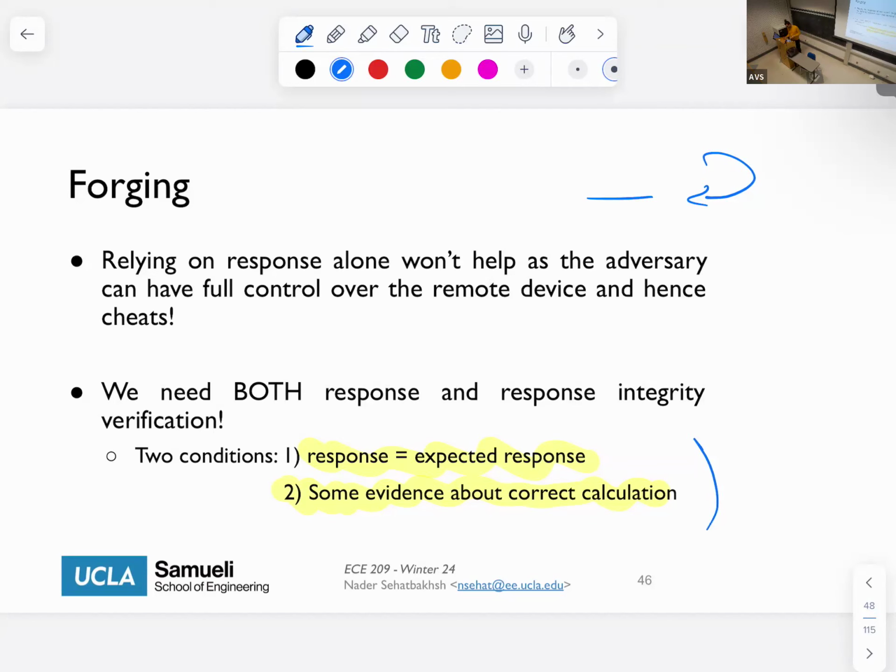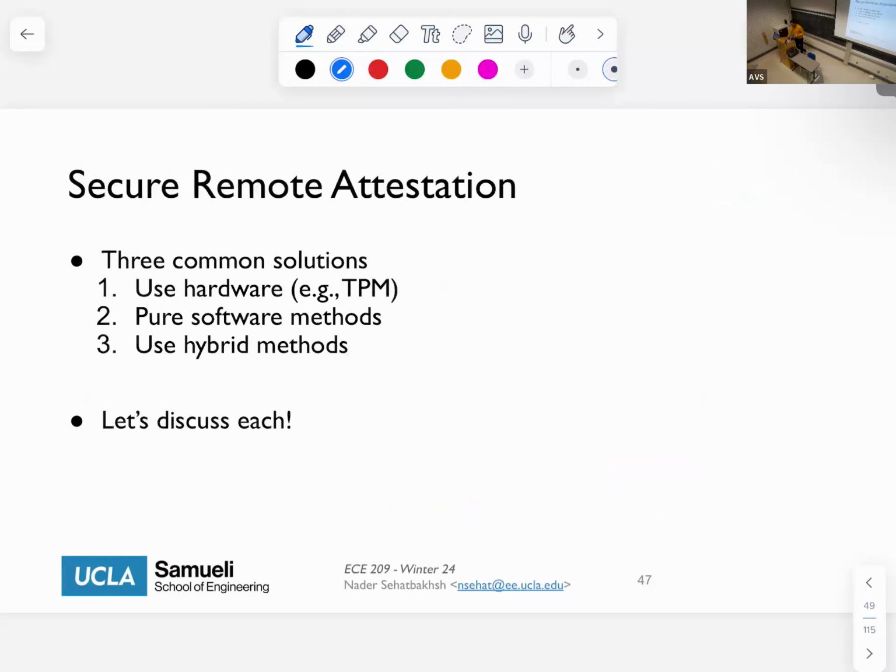Okay. And as I said, this needs to be designed such that even if the adversary has full control over the system, we can still provide this evidence with some level of confidence. That's the trick that you need to figure out. Okay. So how do we do that? There are generally three common solutions.